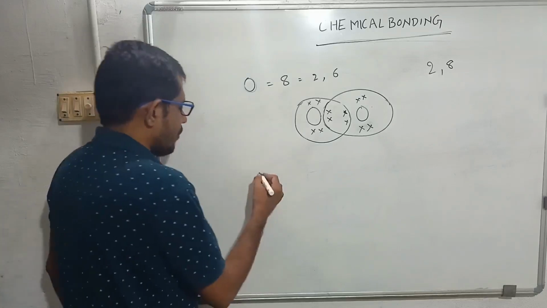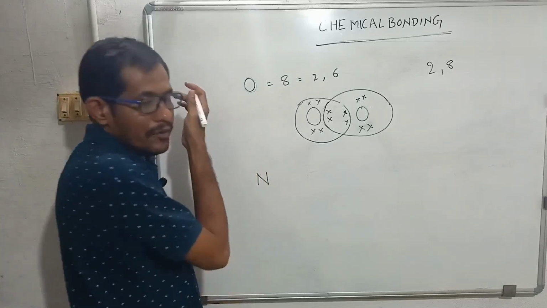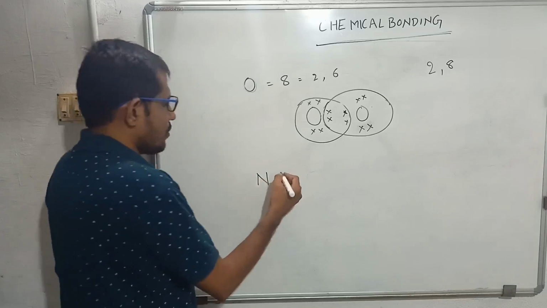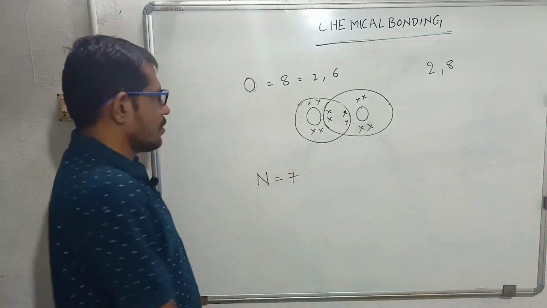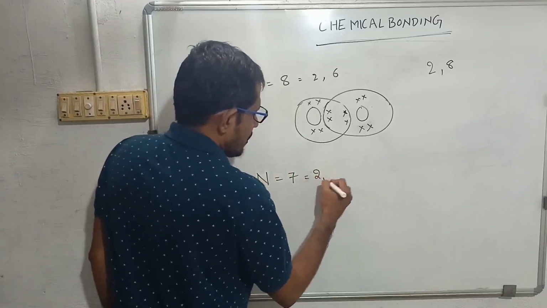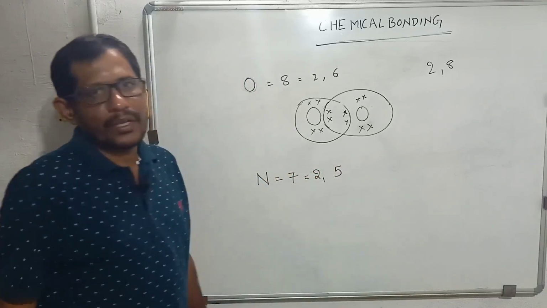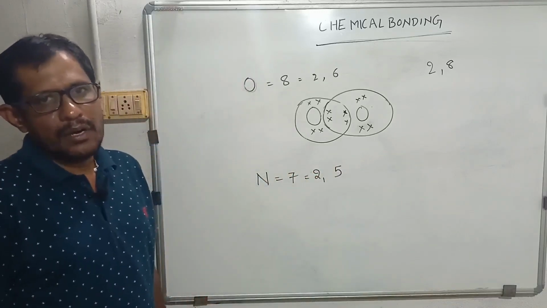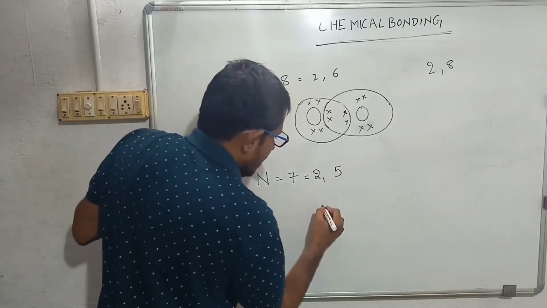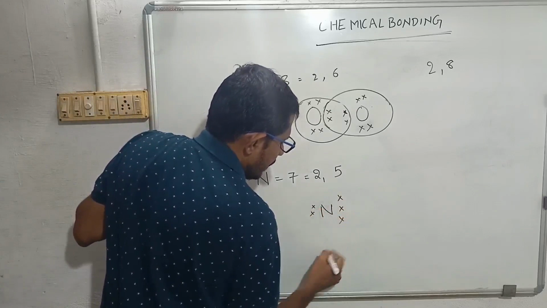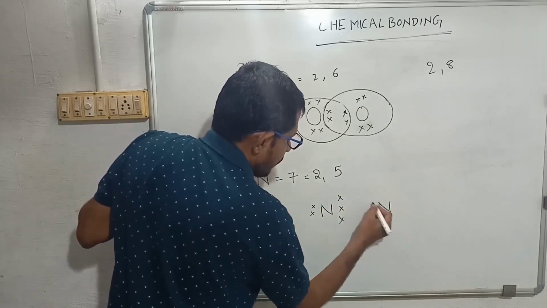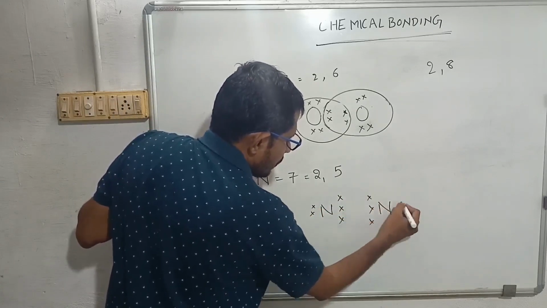Then I will do nitrogen. Nitrogen atomic number is 7, so electronic configuration is 2, 5. If you represent the electrons, I will represent like this. If you take nitrogen over here, 1, 2, 3 like this.